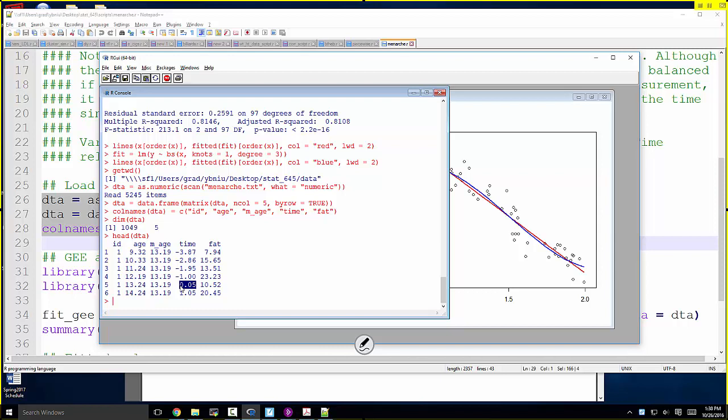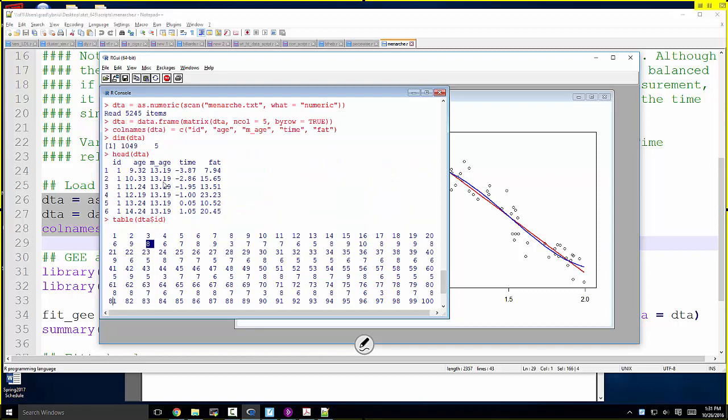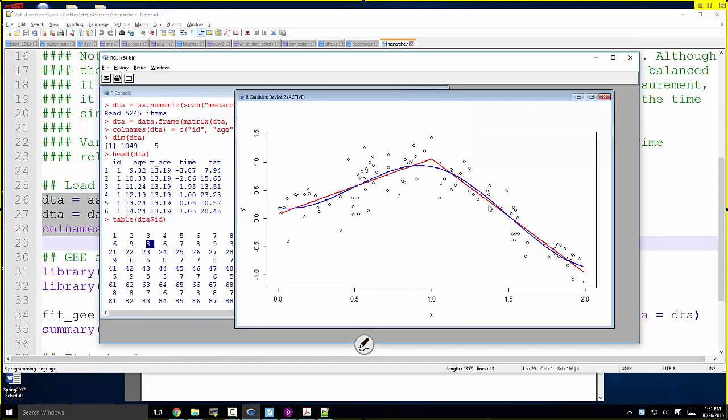So I wonder how many observations. Let's do table data $ID. Let's see how many observations we have per girl. The first girl, we have 6 observations. The second one, we have 9, 8, and so on. And their ages are going to be different. These are all arbitrary ages. It's not like the orthodont data with 8, 10, 12, 14 for every individual. That's okay, though. These splines are able to accommodate unequally spaced and unequal numbers of time points for individuals. So it's not a problem at all for GEE and splines.